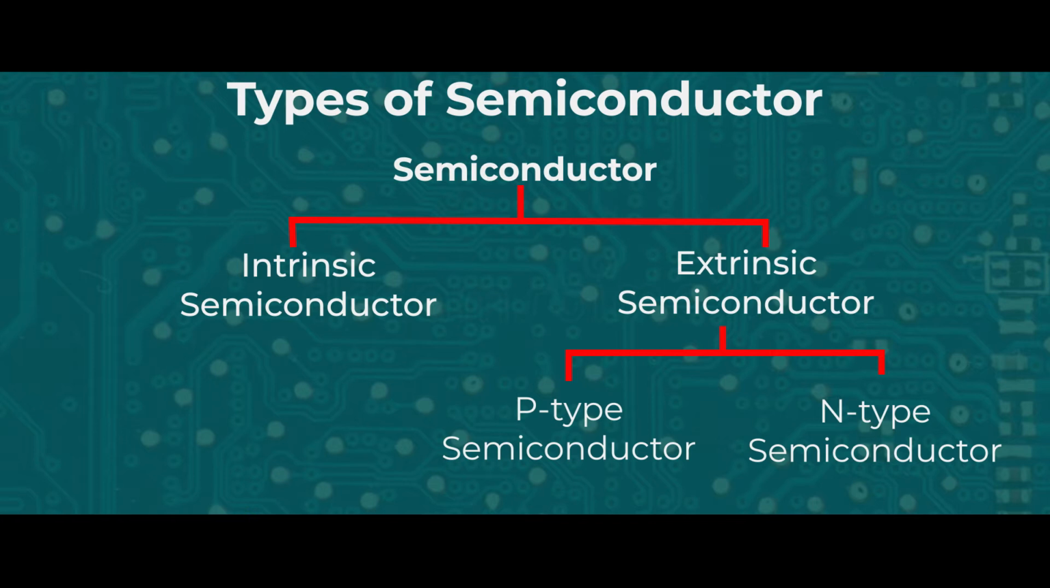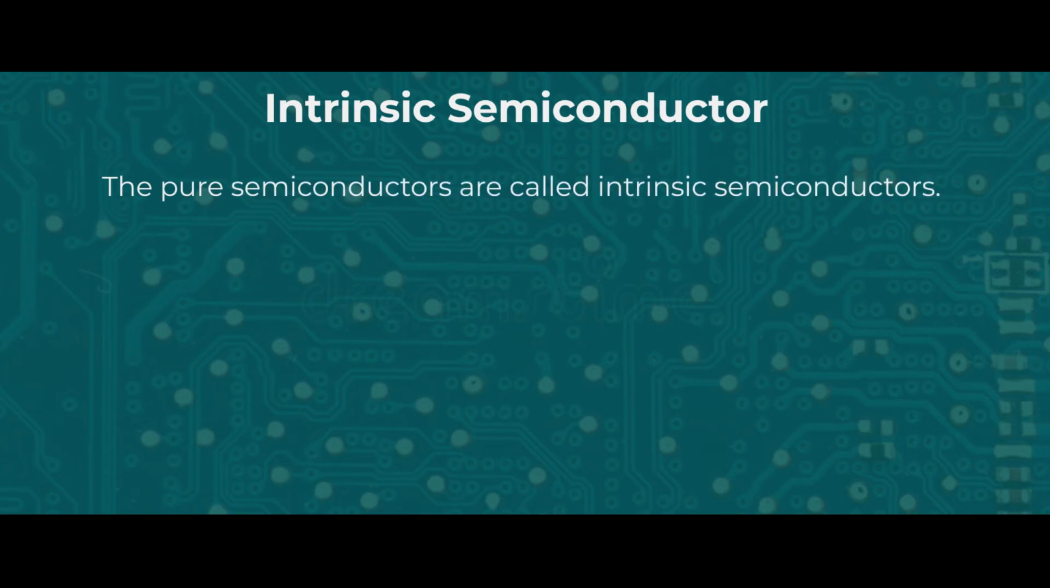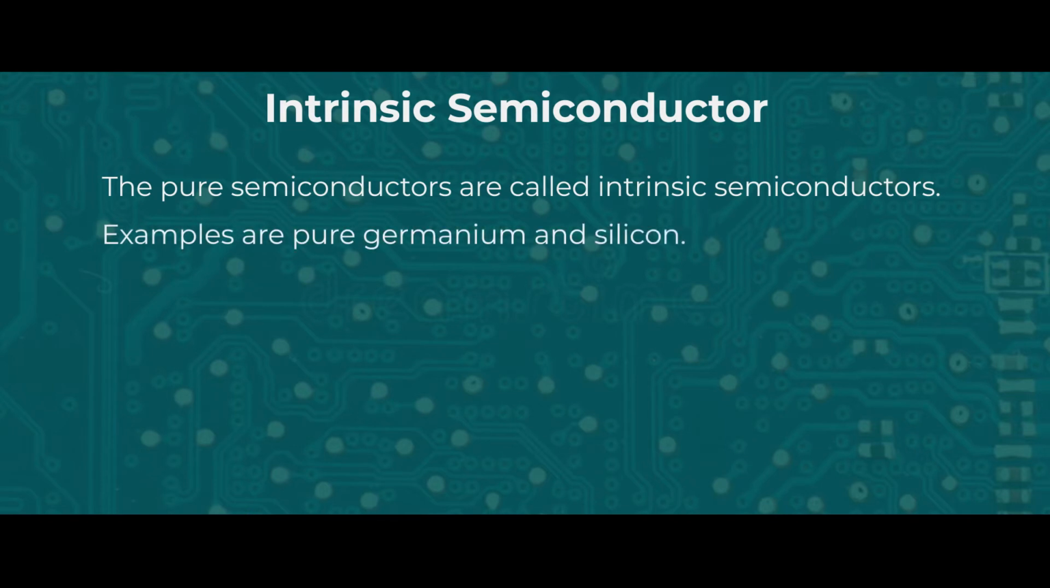First, let us look at the definition of intrinsic semiconductor. The pure semiconductor is called an intrinsic semiconductor. It does not have any impurities in them. Intrinsic semiconductors behave as conductor at higher temperature and they behave as perfect insulator at 0 Kelvin. Examples are pure semiconductors like germanium and silicon, which do not have any impurities in them.